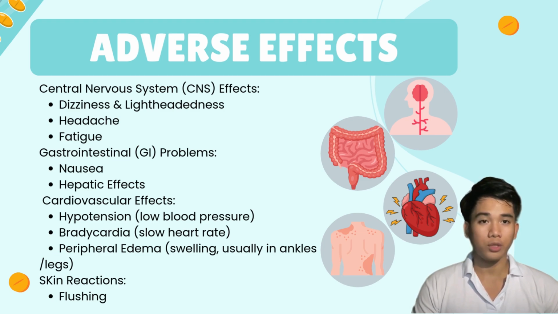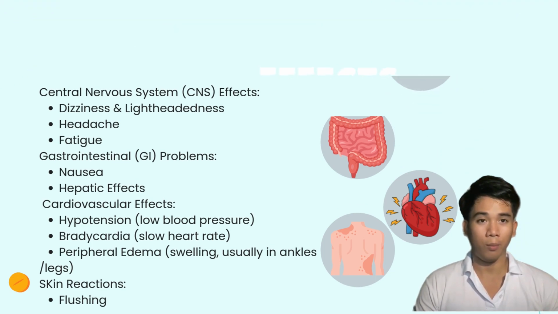Your liver could also be affected. There are also heart and blood problems. First one is that you might have low blood pressure. Your heart could beat slower than normal. Lastly, you could also have swelling, usually in your ankles or feet. So finally, you might have some skin reactions. In here, you could also notice flushing, which means your skin might turn red or feel very warm.